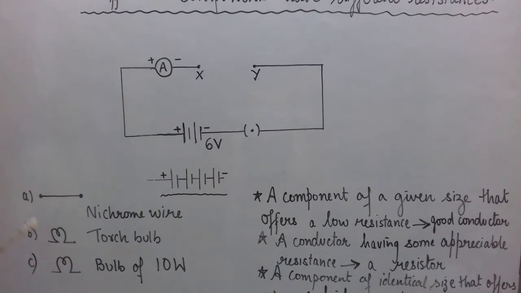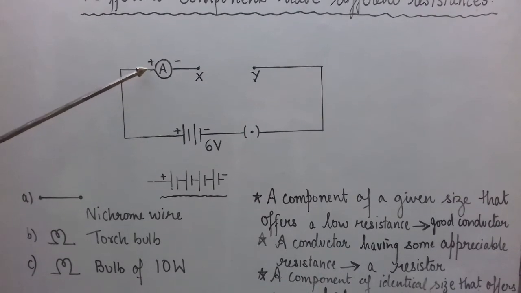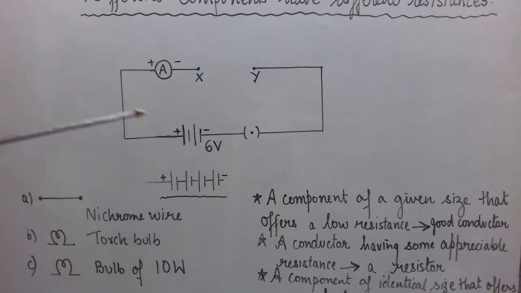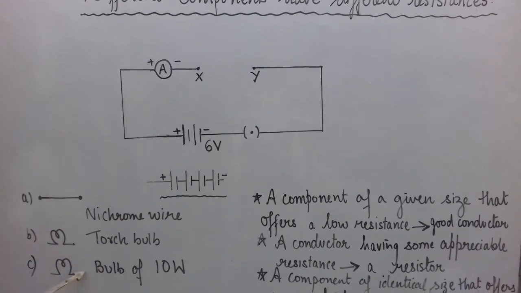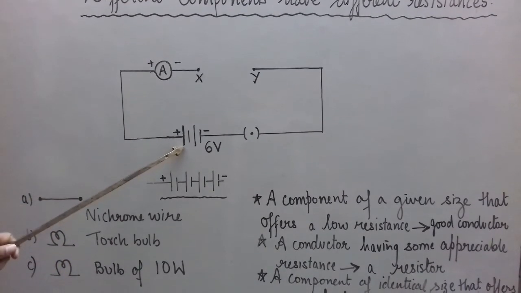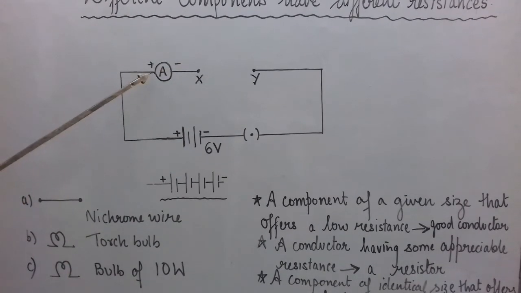You will see that each time the current reading is different. So every time you change the component, the reading shown by ammeter is different. It means current flowing through the circuit or through these components, the currents are different. So here we are not changing the battery. It means potential difference is same across the nichrome wire or across torch bulb or bulb of 10 watt. We are not changing the power supply. We are not changing the potential difference across them. But still current is changing.